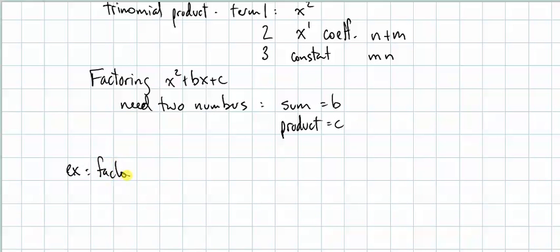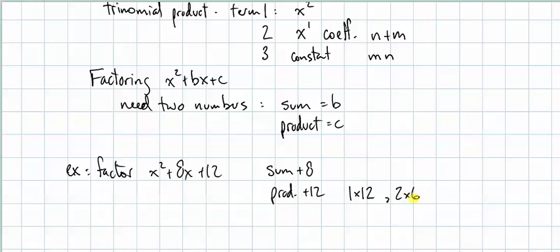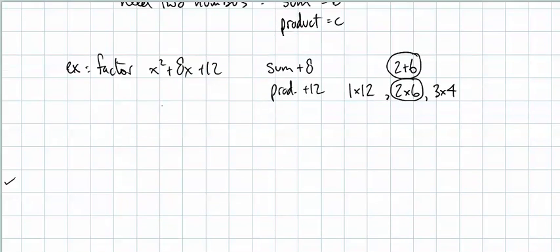Factor x squared plus 8x plus 12. According to the pattern that I've just mentioned above, I need a sum of positive 8, I need a product of positive 12. The signs are important. Some values that have products of 12 are 1 and 12, 2 and 6, and 3 and 4. If I think about the sum, 2 plus 6 has the sum of 8, 2 times 6 has the product of 12. So the numbers I want are 2 and 6.